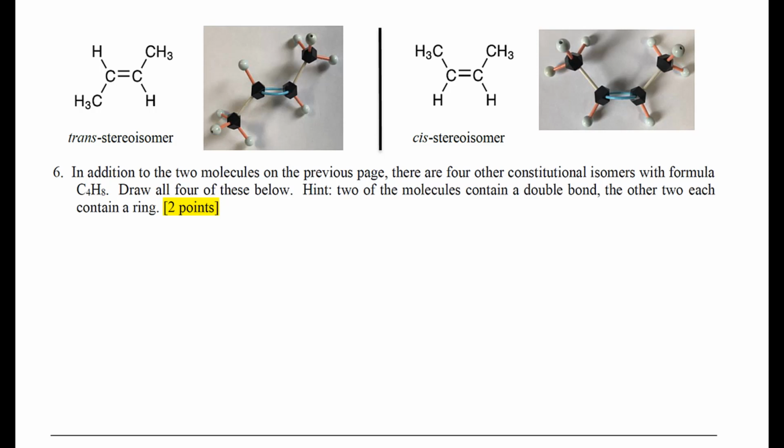In addition to these 2, there are 4 other constitutional isomers. These are connectivity isomers, and it's your job to find those. You can draw them in either Lewis structure form or skeletal structure form. Just make sure they're drawn correctly. All your carbons should be making 4 bonds.